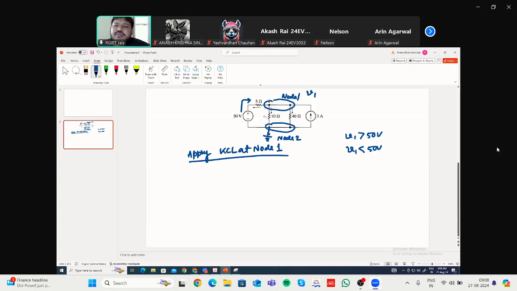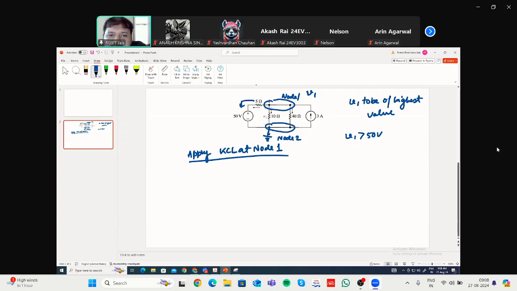Now, which one to take? Because we don't know V1, we have to find V1. So the convention, or the assumption we will take, is that when we are considering a particular node, the voltage at that node is the highest compared to all other voltages. So we'll consider V1 to be of highest value. Then this case is correct. That means the current will be going out of this node.